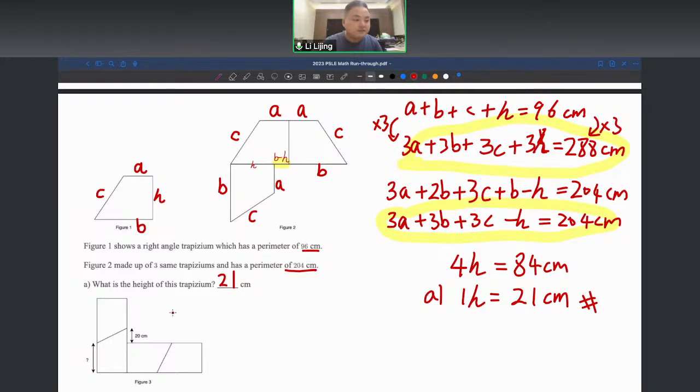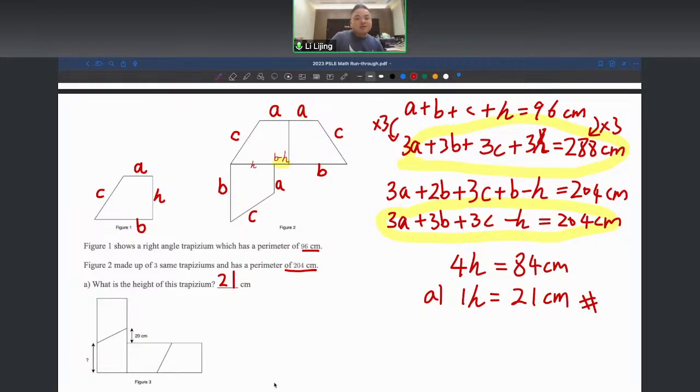Okay, let's look at part B. Now this figure 3 shows that 4 such trapeziums can be put together and have a total area of 1932 cm squared. I want to find this length marked by the question mark. Here is 20 cm.